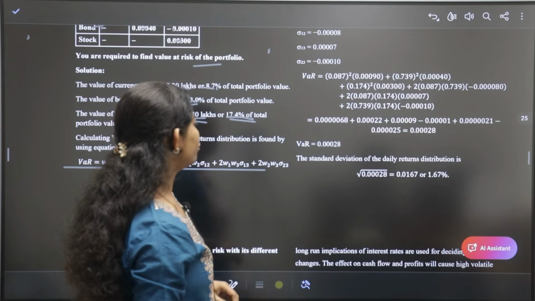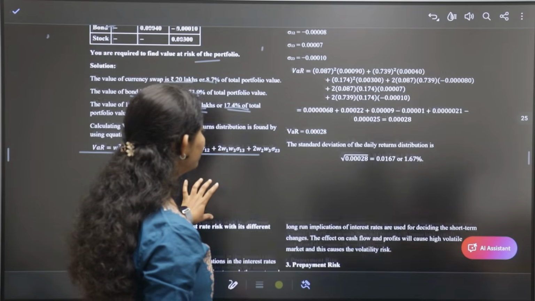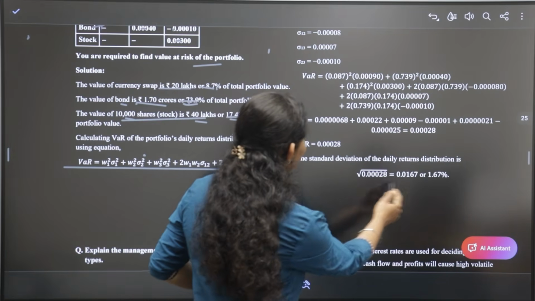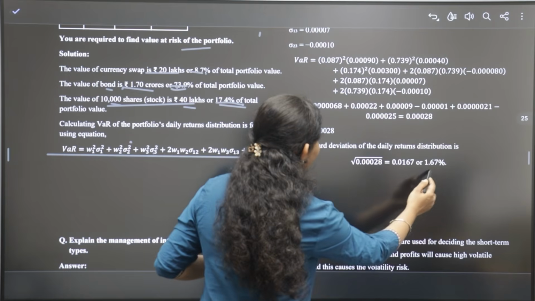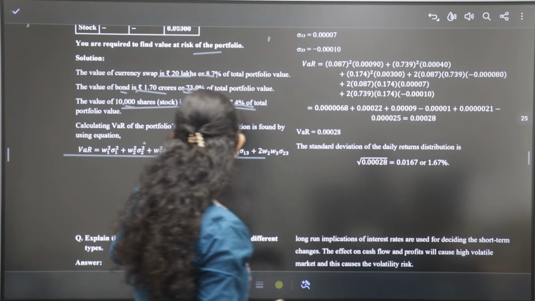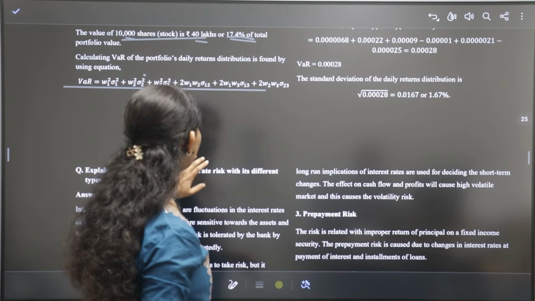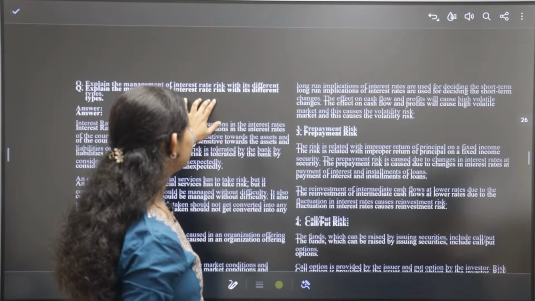So 0.008, and next you need to take its square root. You will be getting 0.00167, or 1.67%. Okay, so that is the simple problem with solution.